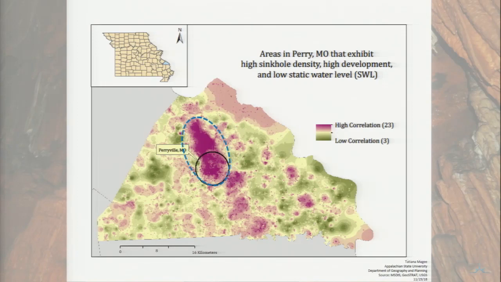So I was kind of curious as to whether it was infrastructure that was creating that, or the low static water level, or maybe an outside factor that I hadn't really considered. Also, my highs and lows are 23 and 3 and not 30 and 0 because there was no area that had a maximum prioritization of all three factors.